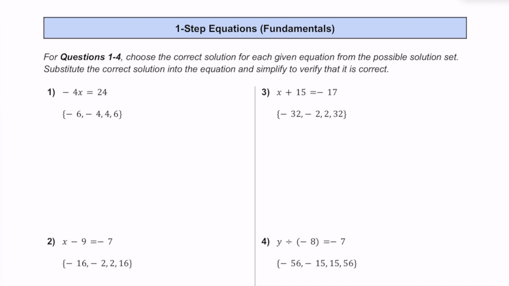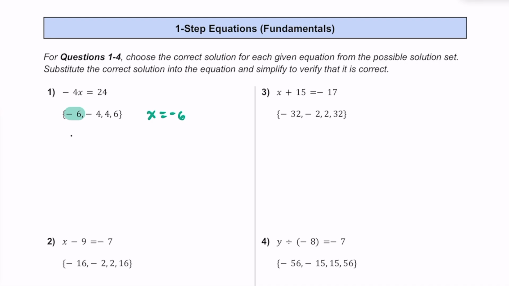So what you can do here is just choose the one that does work. In this case, I'm going to say this -6 is going to be our solution. So I'm going to say here that x does equal -6. This would be our solution. Now, the directions do say to substitute the correct solution into the equation and simplify it to verify that it is going to be correct. So let's go ahead and show that.